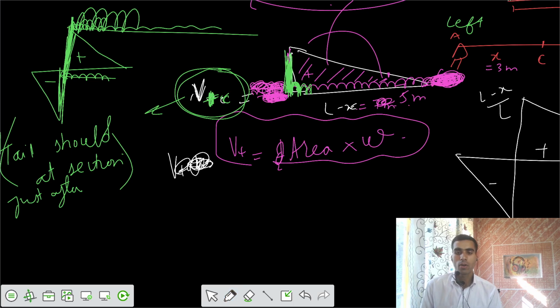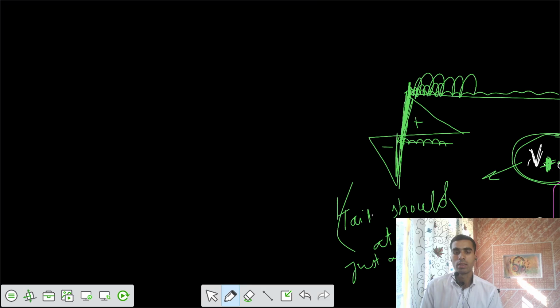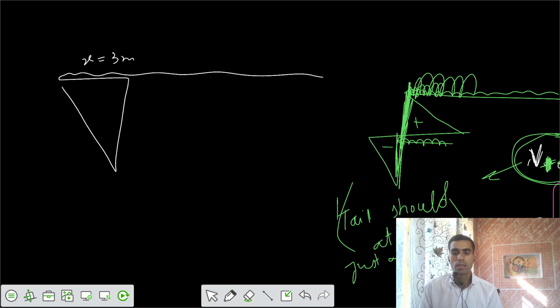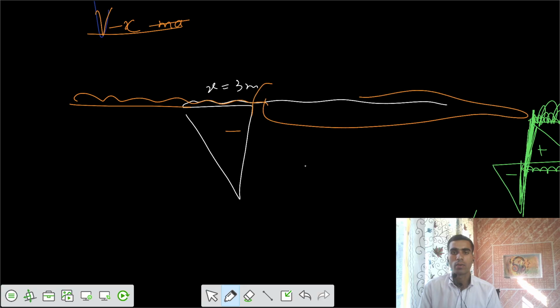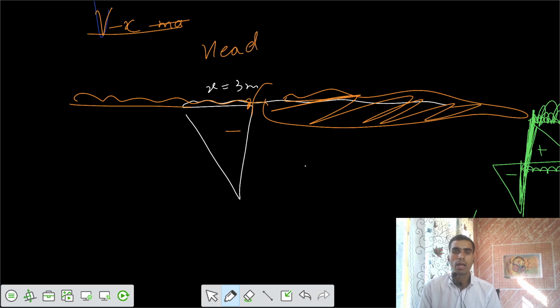And for the negative, there are different possibilities. If you see X equals 3 meter and the intensity is very much, for the V negative, that is, for the shear force at C to be negative maximum, I would try to keep the load on this side such that no load is outside. That means I should keep the head on the section.